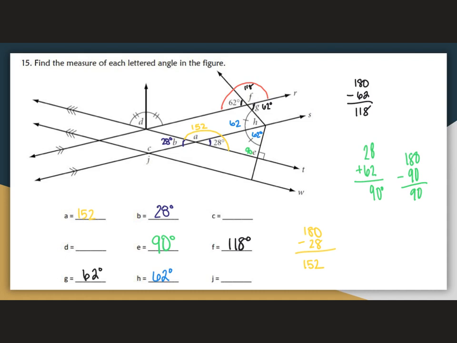The next thing I notice is that if I focus on these 2 parallel lines and this transversal, angle A and angle C are corresponding. So if A is 152 degrees, so is angle C. Then you should notice that C and J are vertical. So if C is 152 degrees, so is angle J.